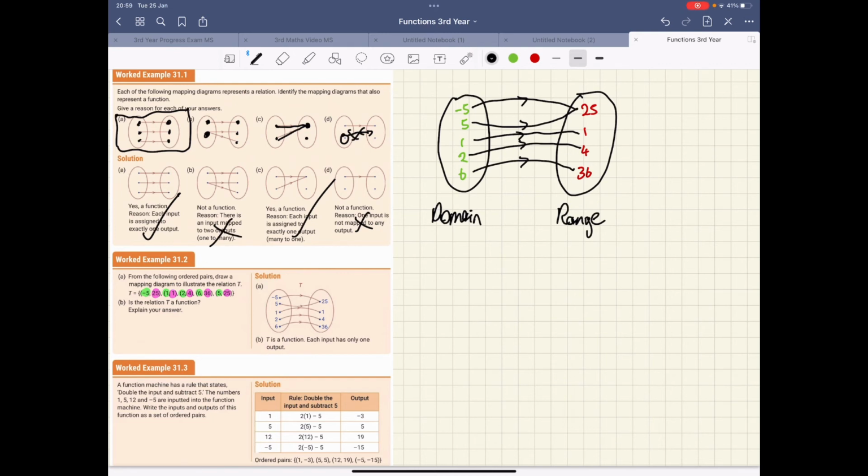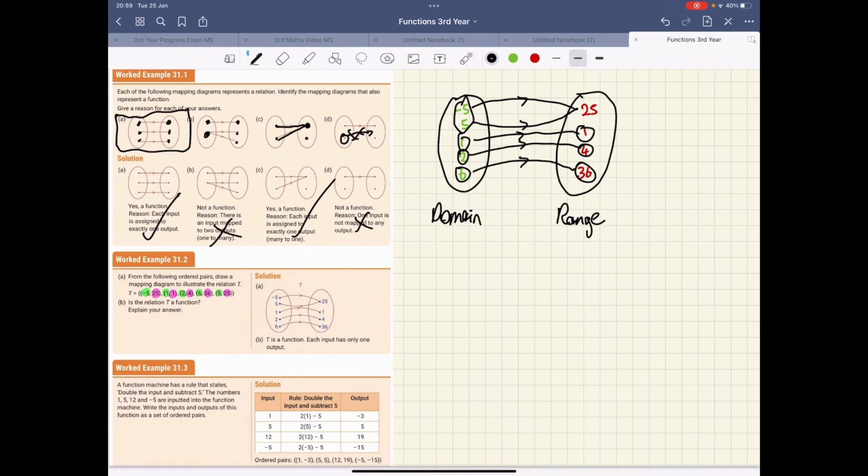It is a function because each individual, so look at 1, 2, and 6, they're individual inputs that result in individual outputs, while -5 and 5, while they're different inputs, result in the one output, and that's allowed. So T is a function, okay?